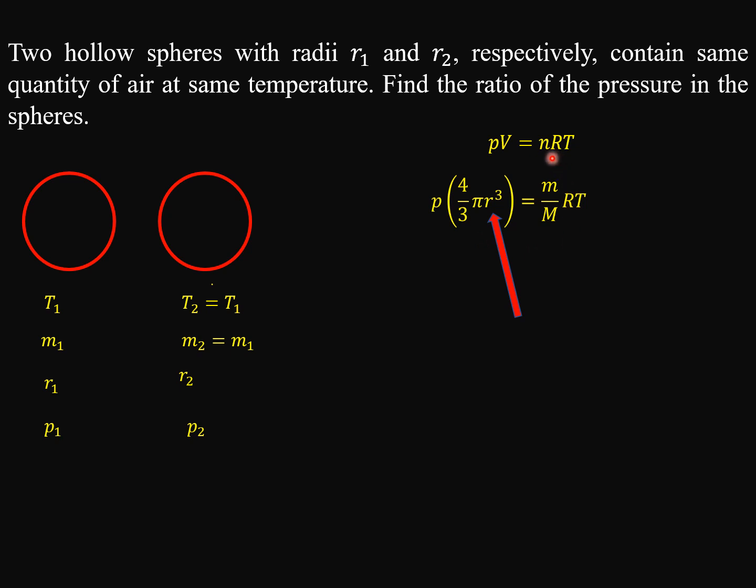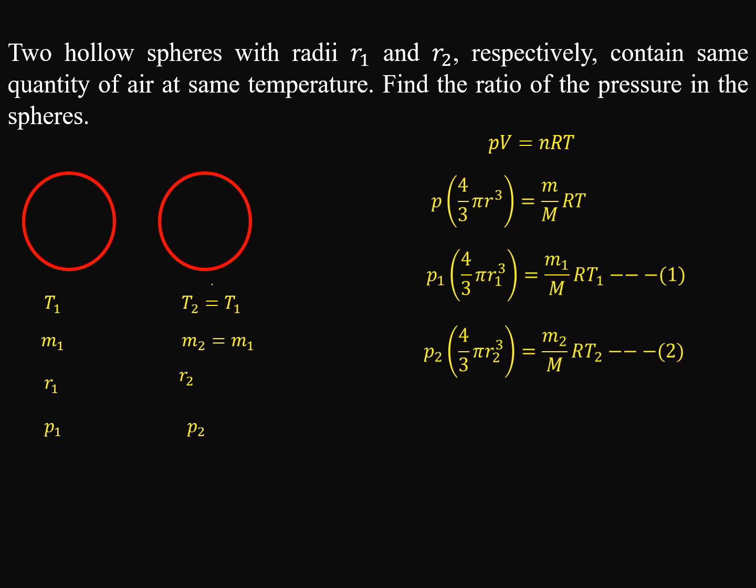And n, the number of moles, is m over M. So we also introduce the masses of the gas into these equations by substituting n equals m over M, where the capital M is the molar mass of the gas, which is the same for the gases in these two spheres. Based on this, we can write down two equations, 1 and 2, for the two systems of gas in the two spheres.